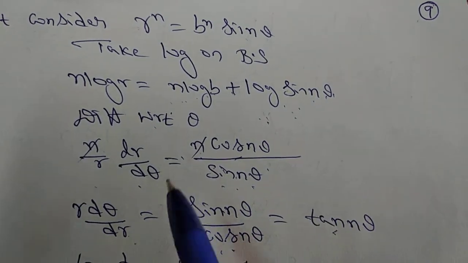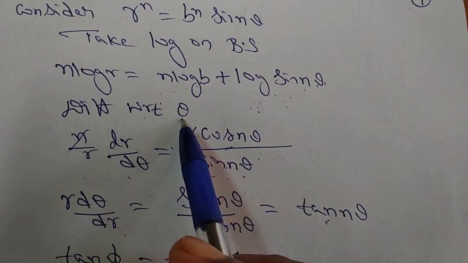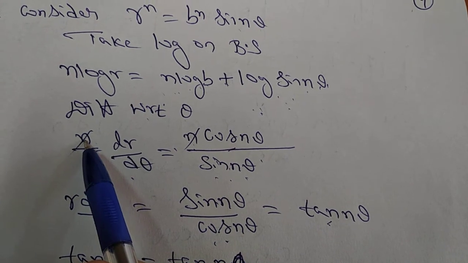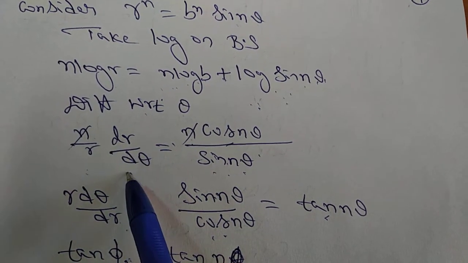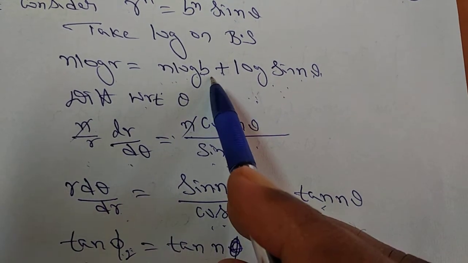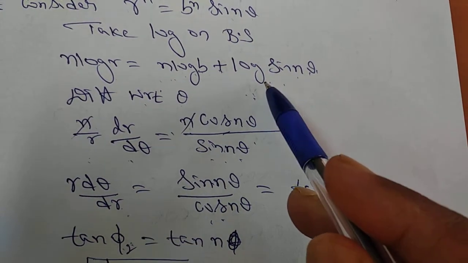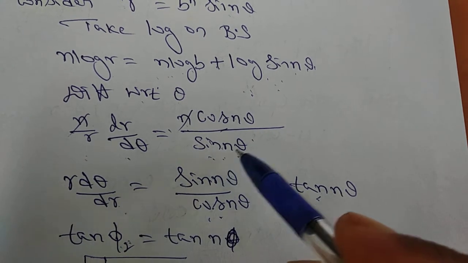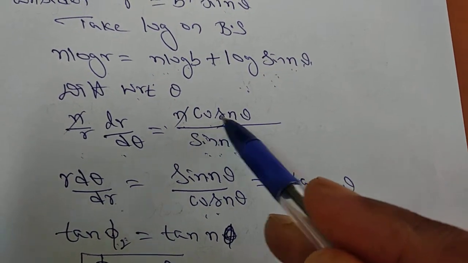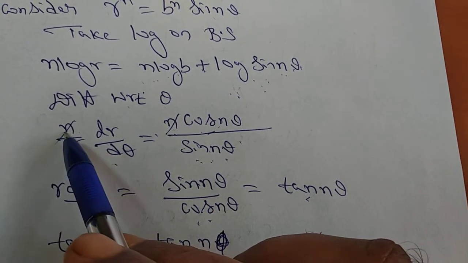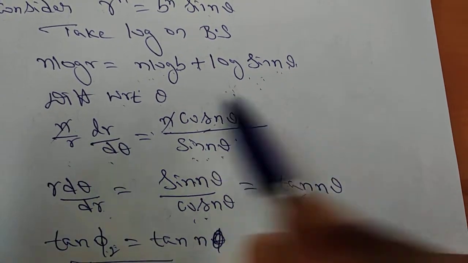Now you have to differentiate with respect to what? θ. n is constant, you write it as it is. For log r, the differentiation is 1/r into dr/dθ. So n log b is constant, that becomes 0. Here for log sin nθ, the differentiation is 1 over sin nθ, and the differentiation of sin nθ is cos nθ into n. So here the n on the left-hand side and the n on the right-hand side cancel.